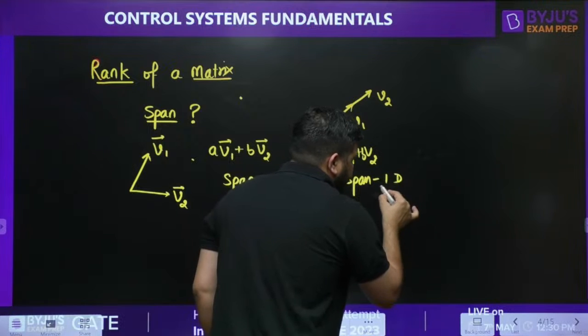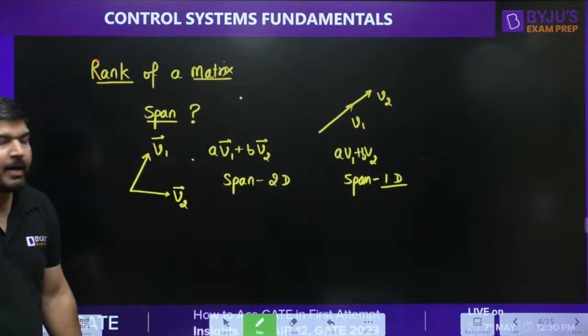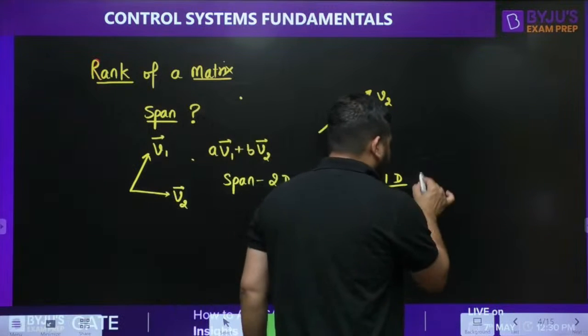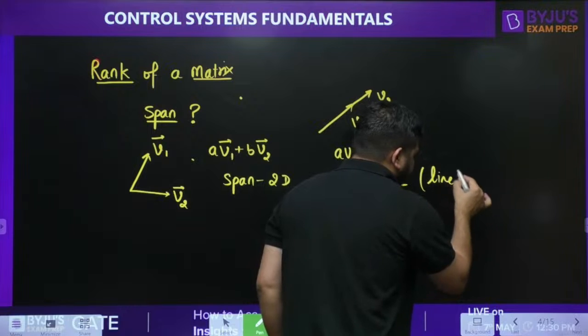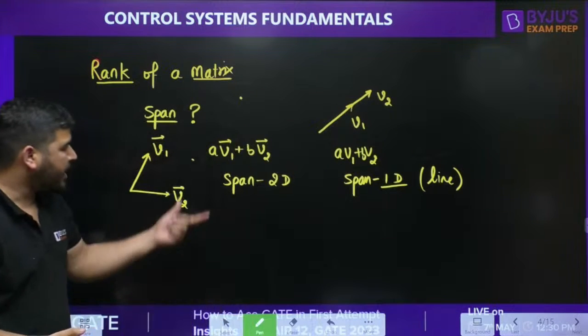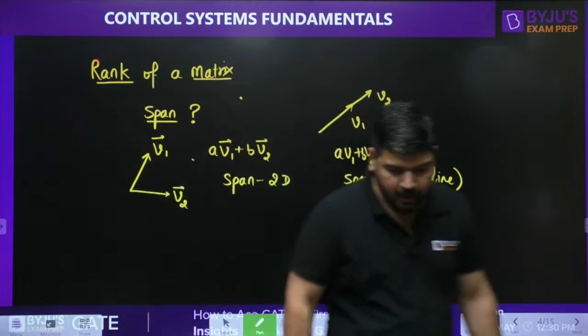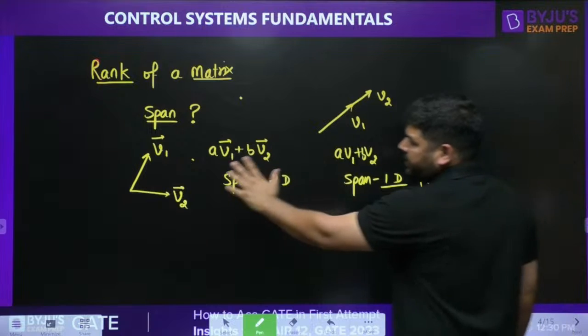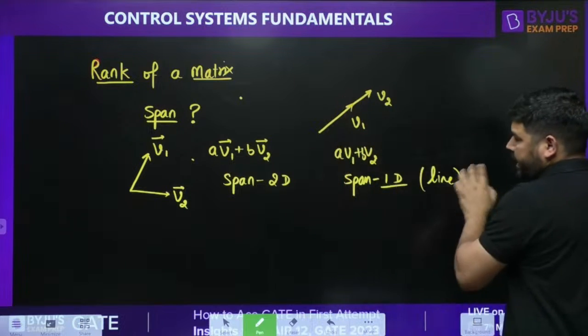The span is 1D. One dimension means line. The span is 1D, or a simple line you can say. Here the span was 2D, two-dimensional span. Plane. The span in this case was a plane. In this case, the span is a line.